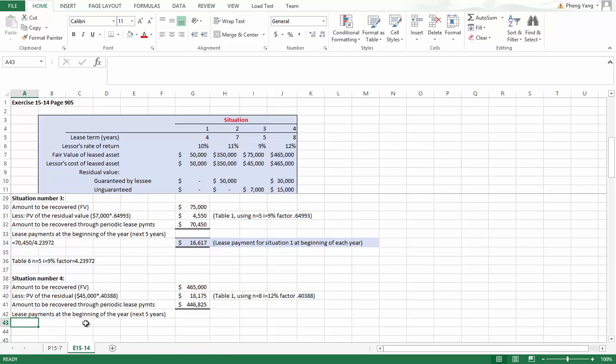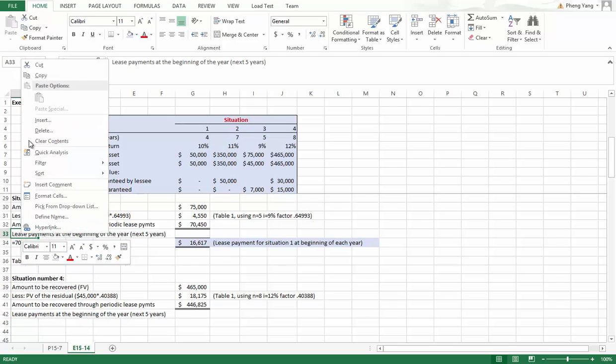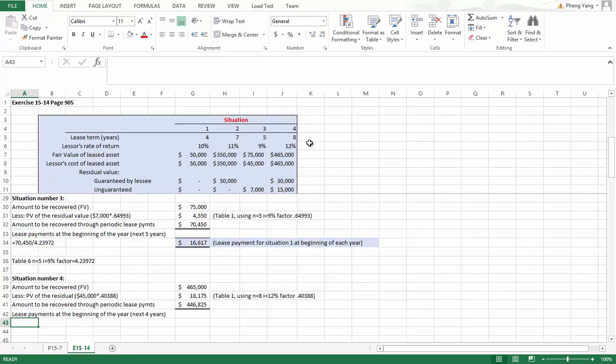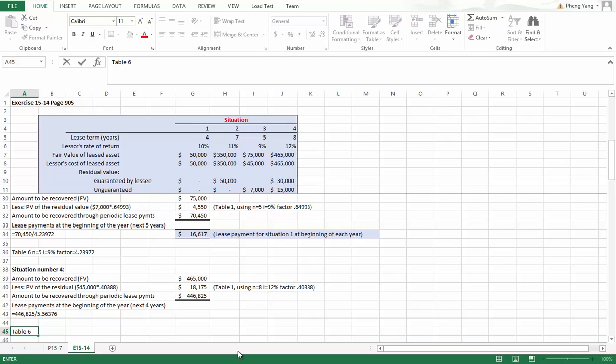So the lease payments at the beginning of the next year and for 4 years thereafter will be the 446,825 divided by, I keep wanting to multiply because we've been doing that for so long, divided by 5.56376. And that factor, once again, is from Table 6. Number of periods is 4, looking at situation 4 there, and interest is 12%. So that means our factor is 5.56376.